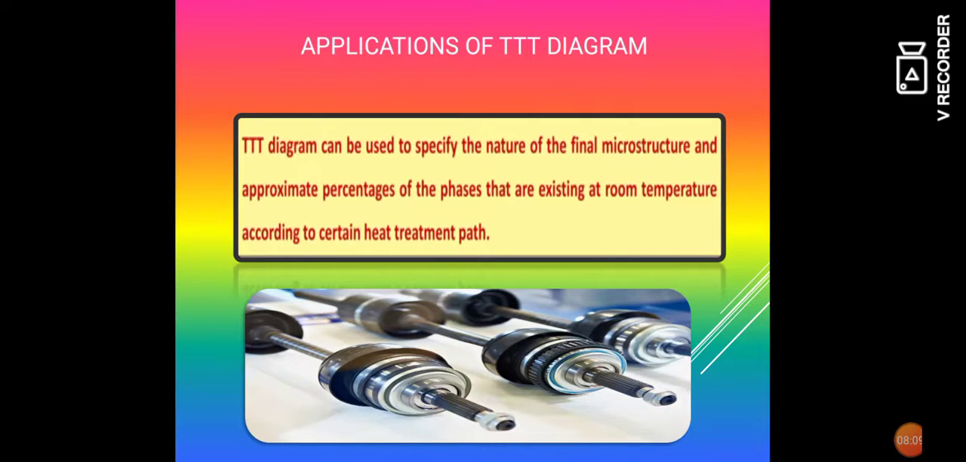Now let us see the applications of the TTT diagram. The TTT diagram can be used to specify the nature of the final microstructure and approximate percentages of the phases that exist at room temperature according to a certain heat treatment path. By heating the material, holding it for some time and then cooling it, different types of materials can be manufactured. One of those applications is given in the figure.